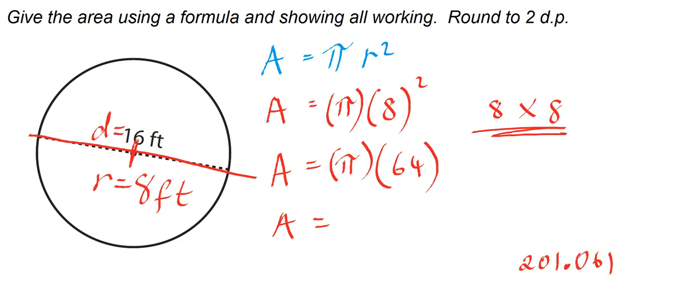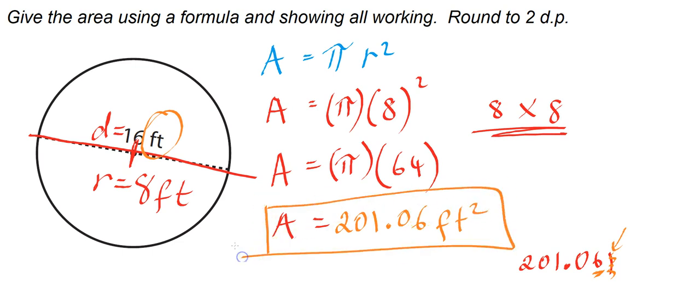201.061. Now remember, we have to round to 1 decimal place. So we look at this digit. It's a 1, it's a low number, so this does not change. And so the final answer is 201.06. Unit of measurement was feet. It's area, so it has to be squared. And that's the final solution.